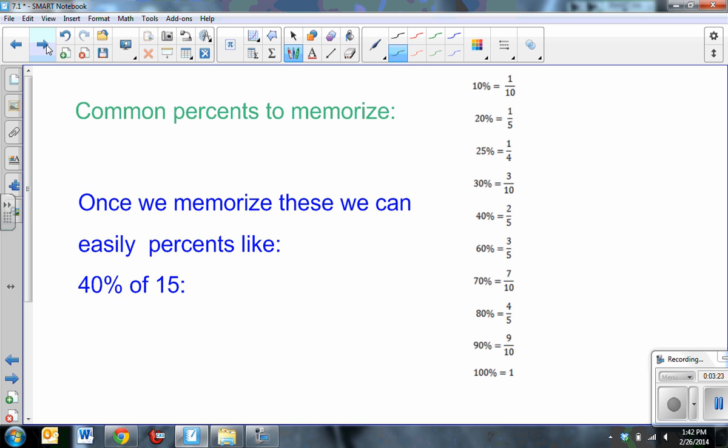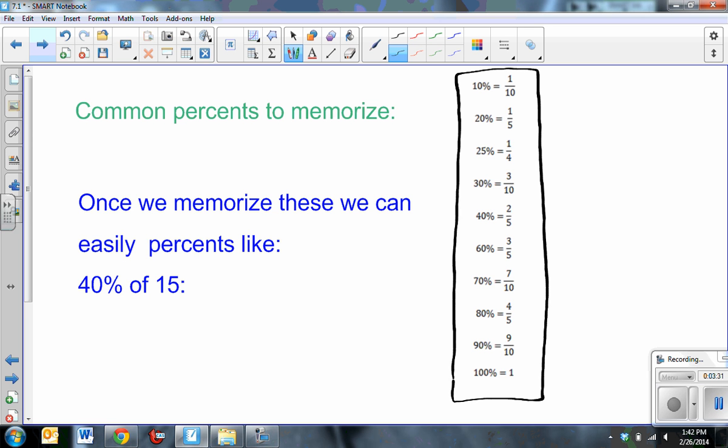All right, so what I have here are common percents. And I want you to put these in your notebook, someplace where you're going to easily be able to refer to them and get them into your mental memory. Okay, 10%, 1/10, 20%, 1/5, 25%, or a quarter. You know already a quarter is 25 cents. 30%, it's the same as 30 over 100, simplifies to 3 over 10. So all of these percents, when written as a fraction, simplify to the numbers on the right.